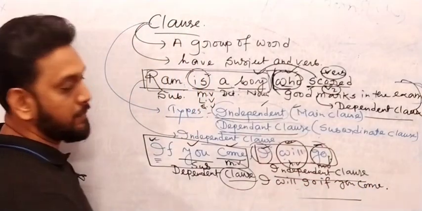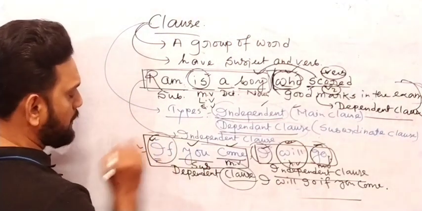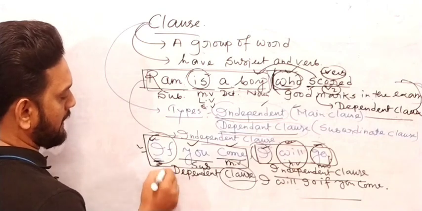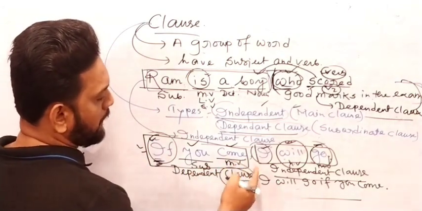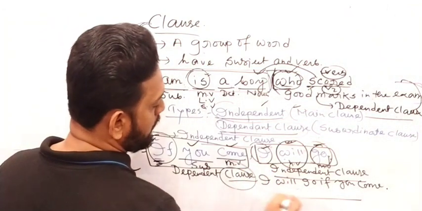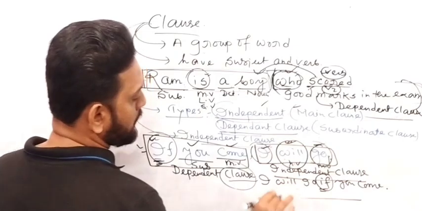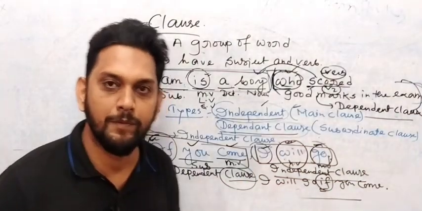I will go if you come. This can also be written like this. But whenever you write "if" at the very beginning of the sentence, you need to use a comma. If you come, comma, I will go. But whenever you use "if" in the middle of the sentence, you don't require any comma. I will go if you come. Got my point so far, my friend?